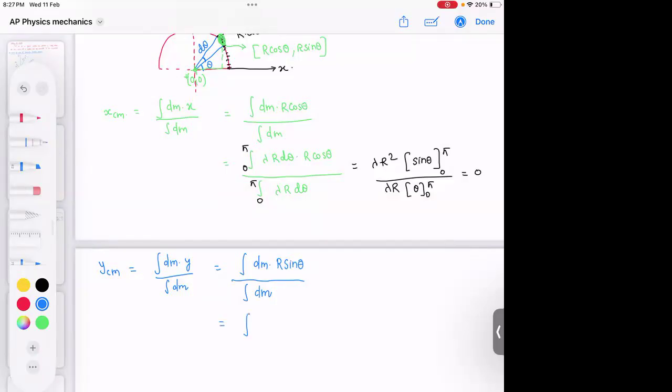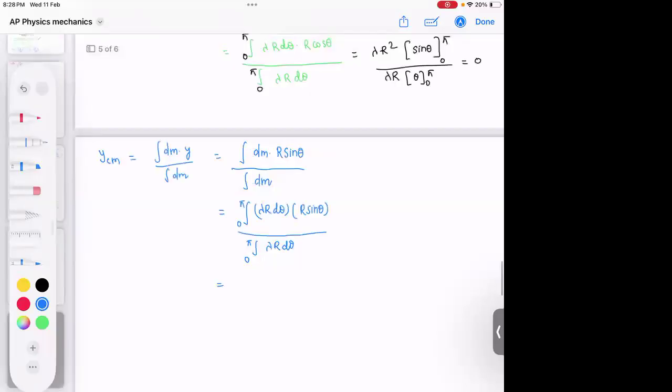So let's put the value. Dm means what? Lambda r d theta, and this is r sine theta. Denominator, what we have? Lambda r d theta. If we put the limit 0 to pi, right? Simplify it. Lambda r square outside, sine theta d theta integration is minus cos theta, isn't it? Minus cos theta, and the limit will be 0 to pi here. Denominator lambda r d theta integration, theta, if you put the limit, pi minus 0 will come.